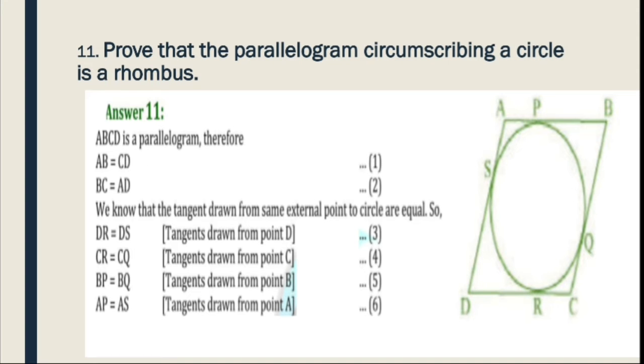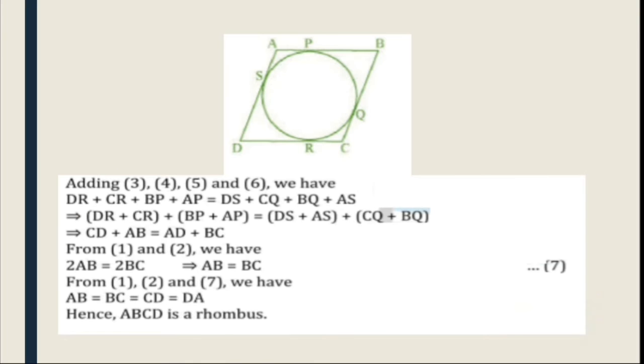Now look at equation number 1 and 2. Here AB is equal to CD and BC is equal to AD. Opposite sides are equal. So in place of CD, you can write AB, that is AB plus AB, 2AB. Similarly, in place of AD, you can write BC. So BC plus BC will become 2BC. That means AB is equal to BC. So these two adjacent sides are equal in length.